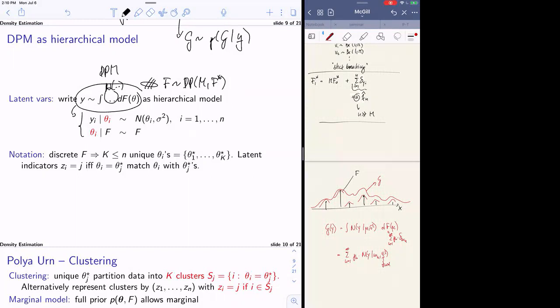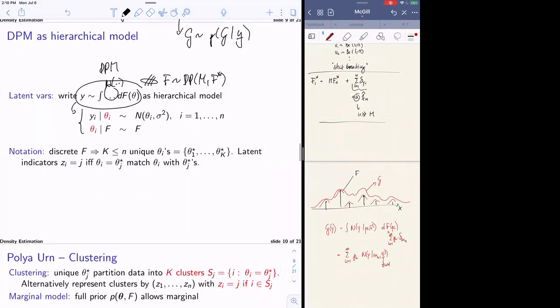Once you write it like a hierarchical model as this two-liner, it becomes much easier to talk about posterior inference. First, there's an important observation, and that observation might seem like a footnote, but it will turn out to drive a lot of applications of Dirichlet process mixtures. Can you see what's going on here in the second line? That second line says a funny thing.